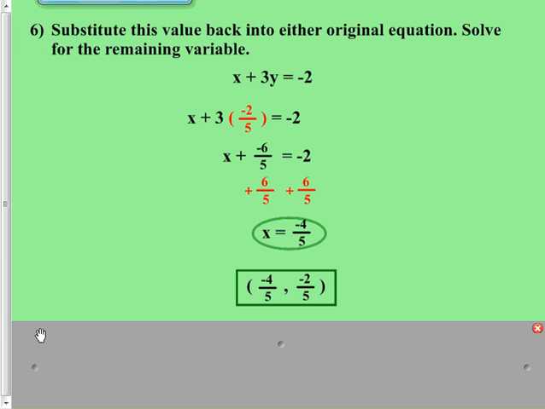Yes, it is possible you will end up with fractions. These systems do not always cross at whole numbers. Fractions are just part of math. Let's just get used to it.